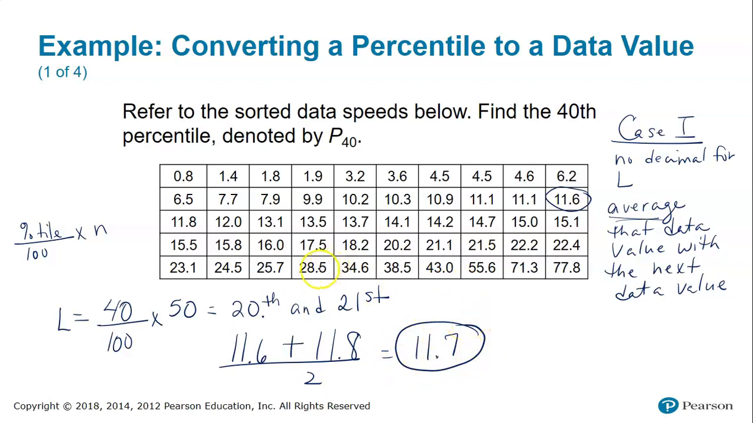So there's a lot of things going on here. A lot of people will do this calculation and say that 20 is your answer. 20 just gets you started. It tells you where to go in the chart. Since there's no remainder here, no decimal, you take the 20th and the next one, the 21st, add those together and divide by 2, and we'll get 11.7. If you're a little bit confused at this point, just bear with me, because we're going to look at several examples here.